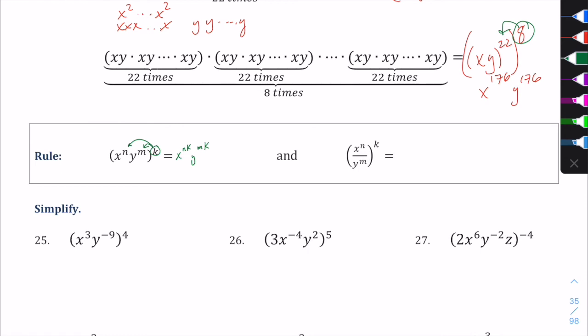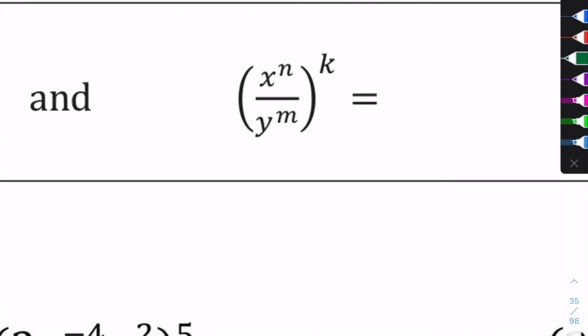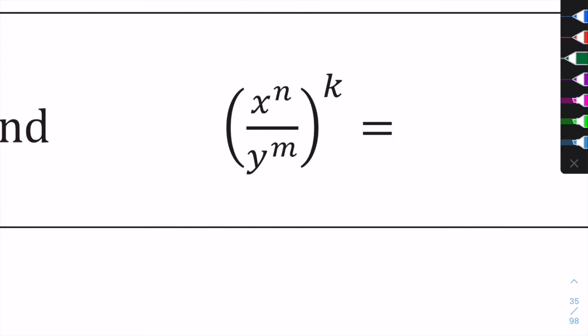All right. Hey, guess what? We also get to apply this when we have a quotient. So if k is out here as the exponent of this quotient, we can distribute it to both numerator and denominator.